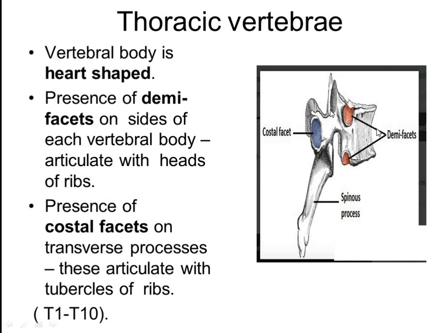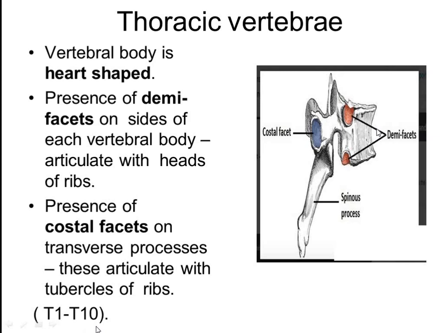The important characteristic feature of the thoracic vertebra, which makes it different from the cervical or lumbar vertebra, is the presence of costal facets. The costal facets are present on the sides of the body of the vertebra. These costal facets articulate with the heads of the ribs to form the costovertebral joints. Also, there are costal facets present on the transverse processes of the first 10 vertebrae, which articulate with the tubercle of the rib.